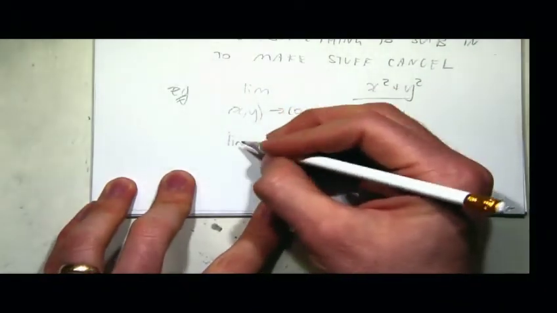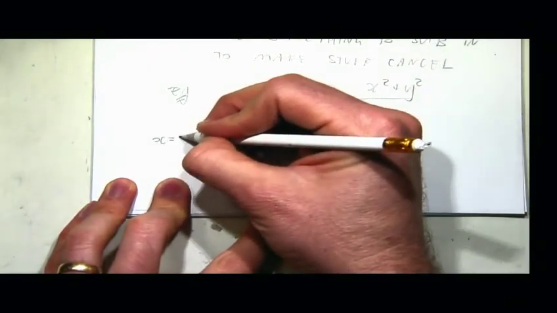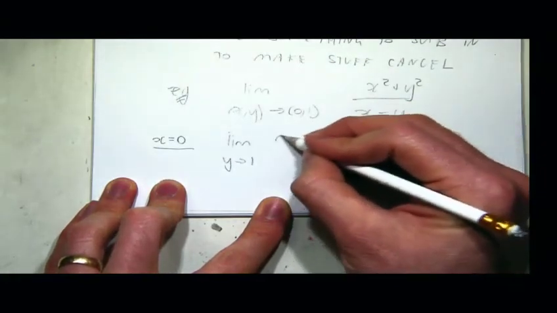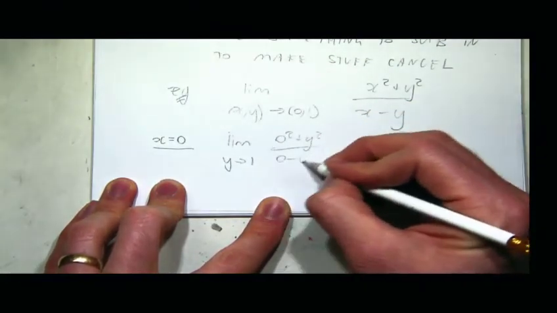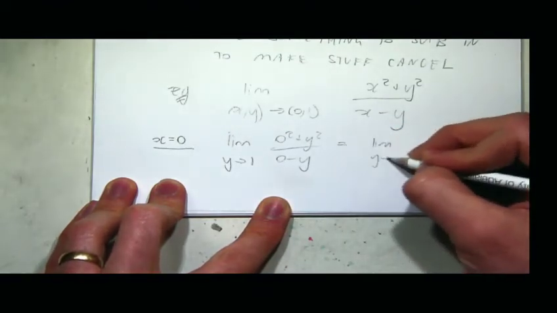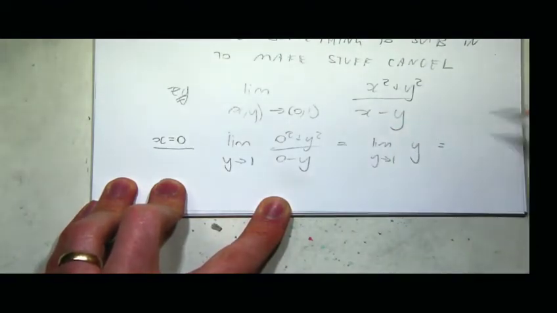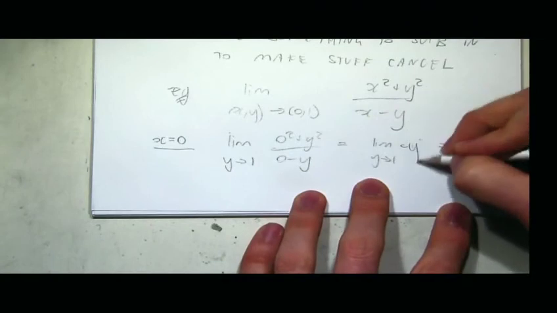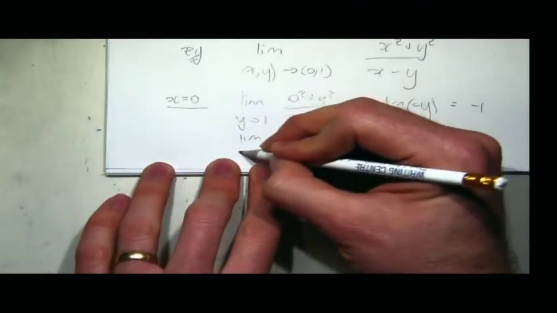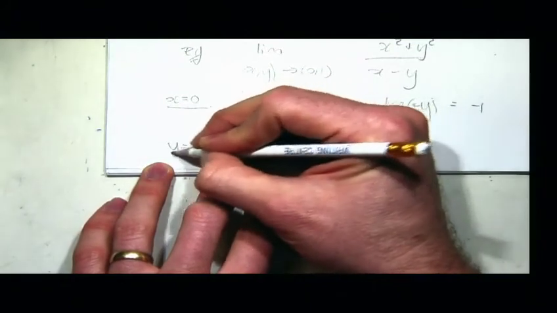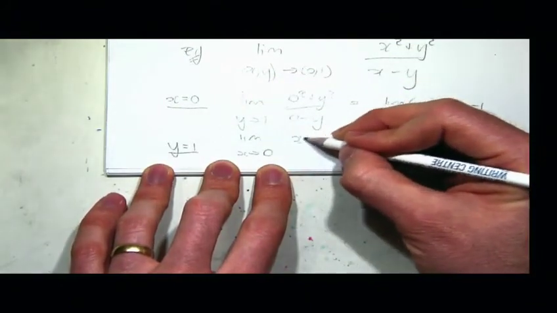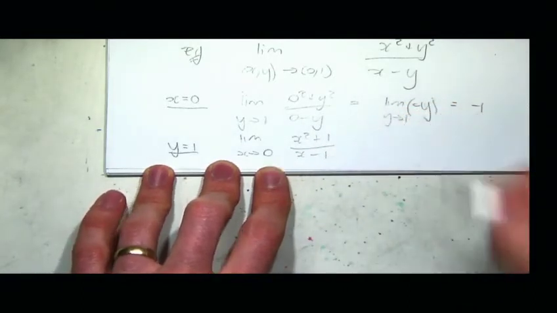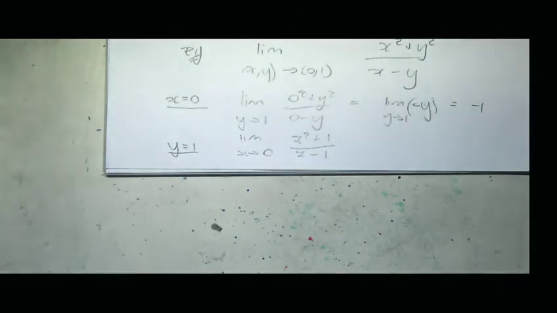So approach where x is 0, the limit as y goes to 1 of 0 squared plus y squared over 0 minus y is the limit as y goes to 1 of y squared over minus y, which is minus 1. The limit as x goes to 0, so choose the line y equals 1. Oh, okay. Crap, I wasn't 0, but that's okay. That limit is also minus 1.